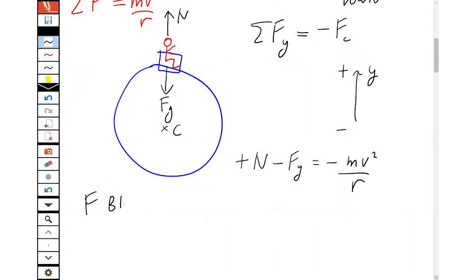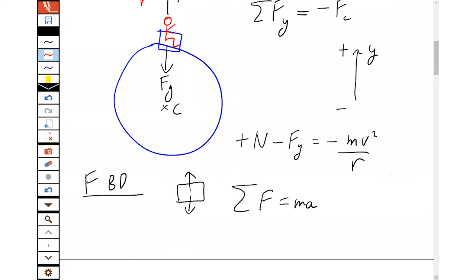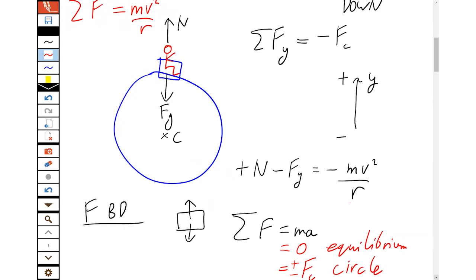You draw the free body diagram, the object with just the forces acting on it. And then just like before, the sum of all the forces is the mass times acceleration. We just remember now there's two special cases. If things are in equilibrium, it's equal to zero. And if it's moving in a circle, then it's moving towards the center of the circle with the centripetal force. So as we saw, that can be plus or minus going down there. And that's a lovely set of problems there.